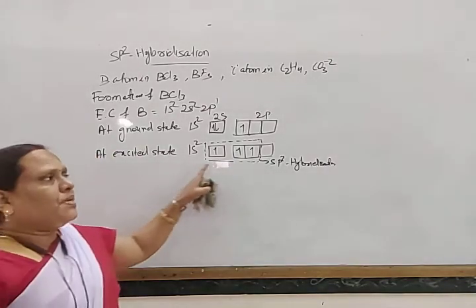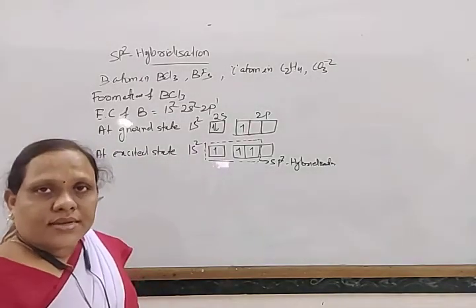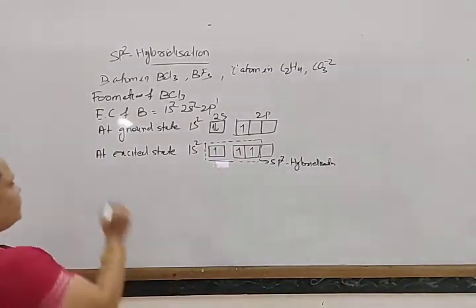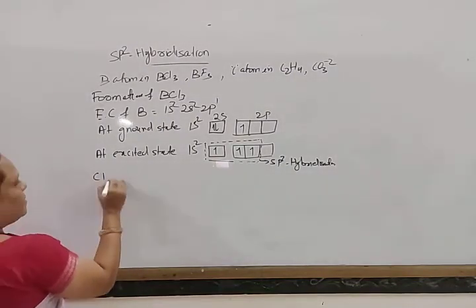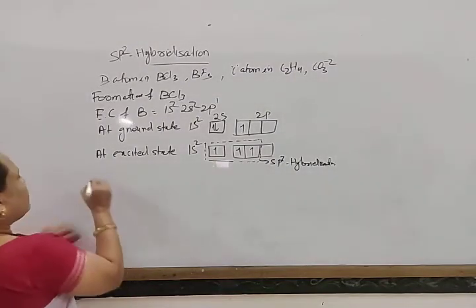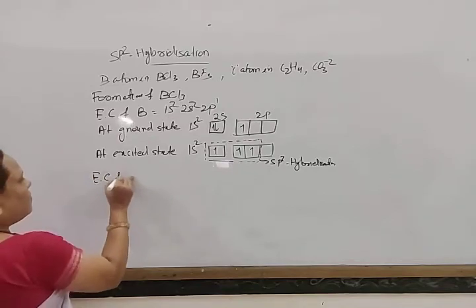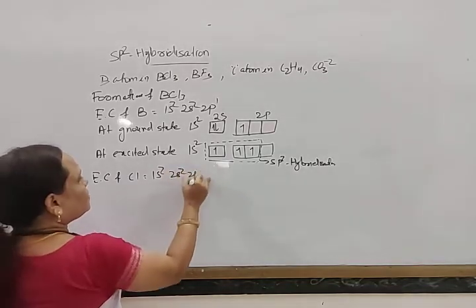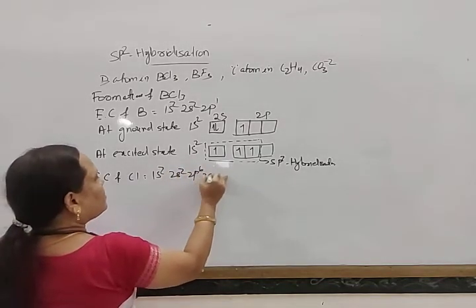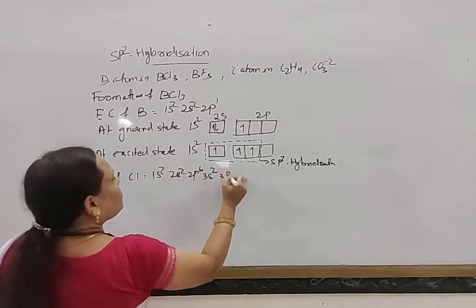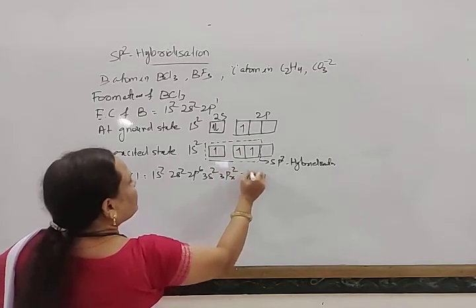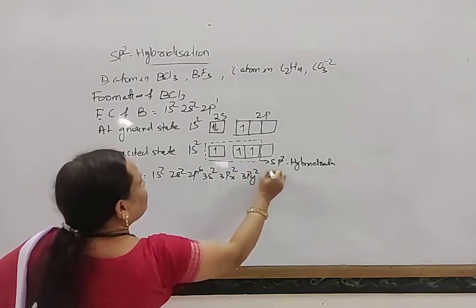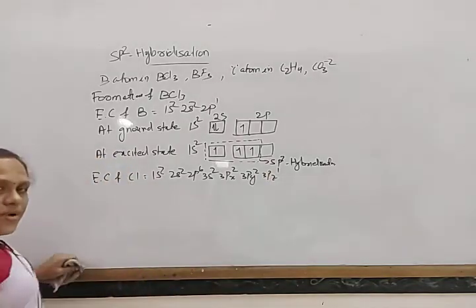So each sp2 hybrid orbital contains 1 unpaired electron. And chlorine has the electronic configuration 1s2, 2s2, 2p6, 3s2, 3px2, 3py2, 3pz1.